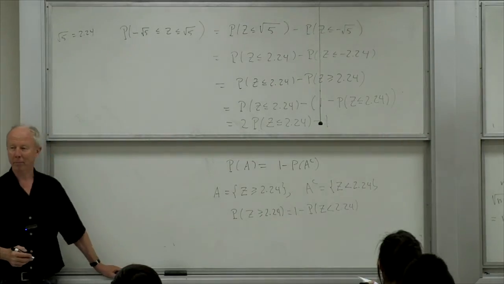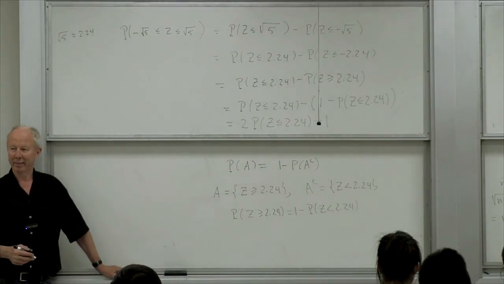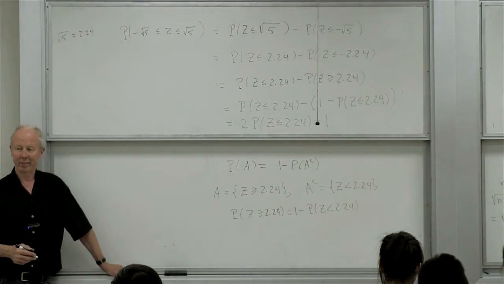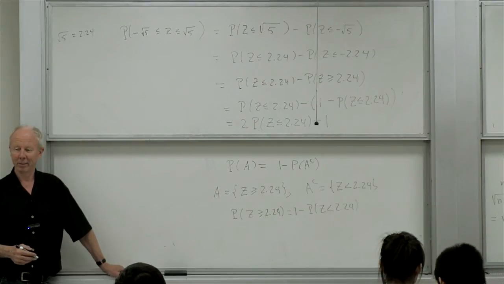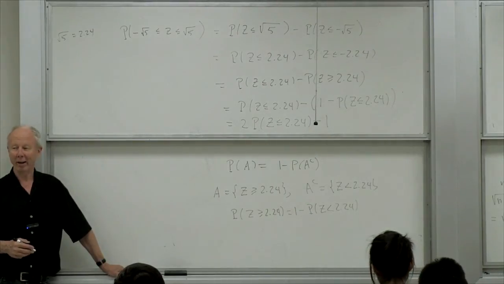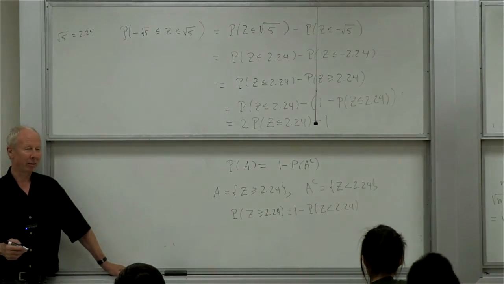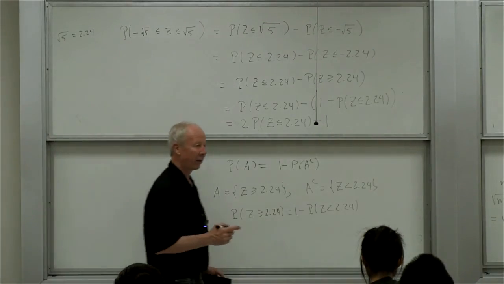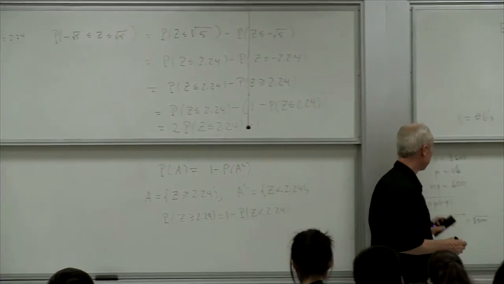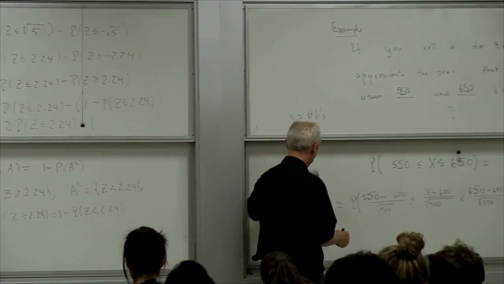Why not? Because the probability that it's going to equal that value is 0. Okay, you're right. Why? Right, it's a continuous random variable. For continuous random variables, the probability of it being equal to a specific value is 0.